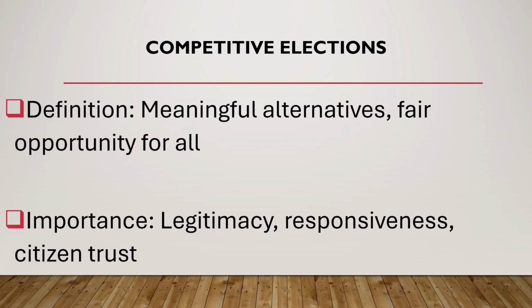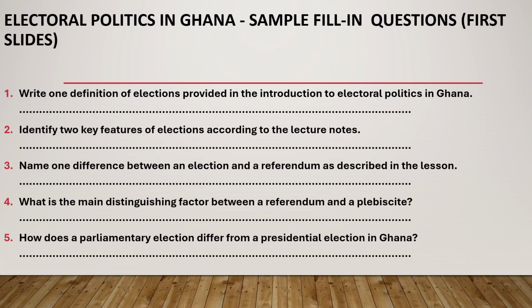So as I said earlier, they should have the option to be able to choose different candidates. The citizens should be able to trust the electoral process. When voters believe that the elections are open and fair, they have more confidence in the results and the system.